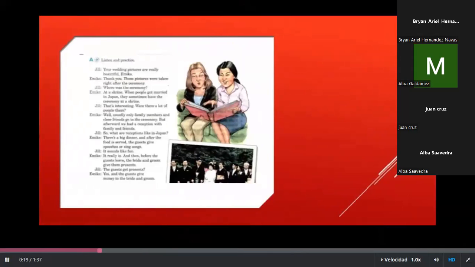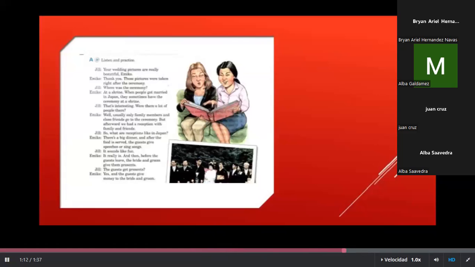Your wedding pictures are really beautiful, Emiko. Thank you. Those pictures were taken right after the ceremony. Where was the ceremony? At a shrine. When people get married in Japan, they sometimes have the ceremony at a shrine. That's interesting. Were there a lot of people there? Well, usually only family members and close friends go to the ceremony. But afterward, we had a reception with family and friends. So, what are receptions like in Japan? There's a big dinner, and after the food is served, the guests give speeches or sing songs. It sounds like fun. It really is. And then, before the guests leave, the bride and groom give them presents. The guests get presents? Yes. And the guests give money to the bride and groom.